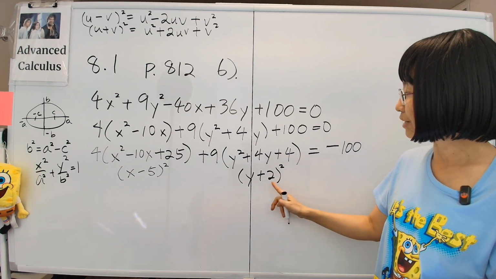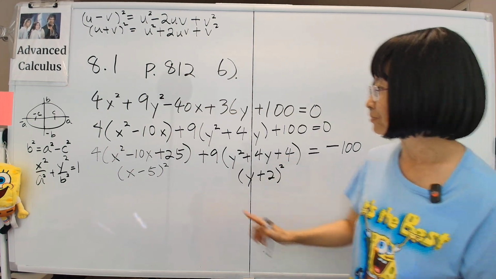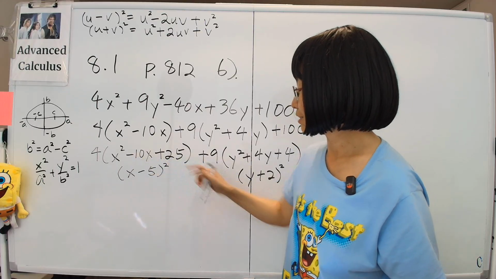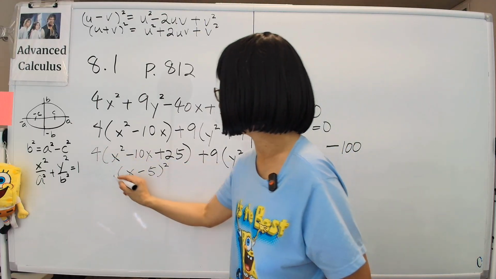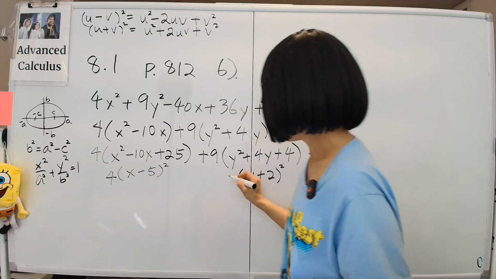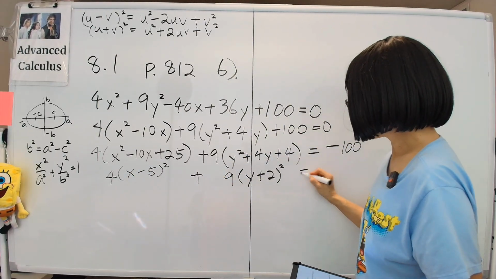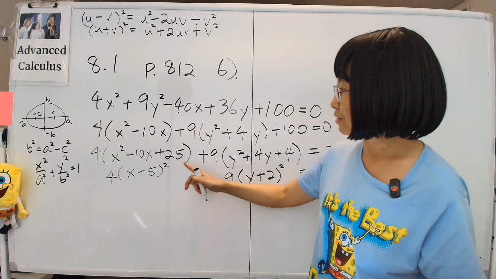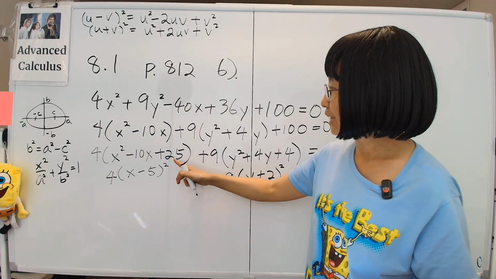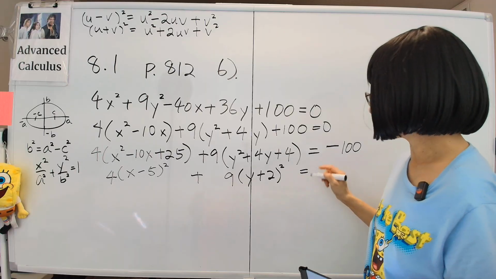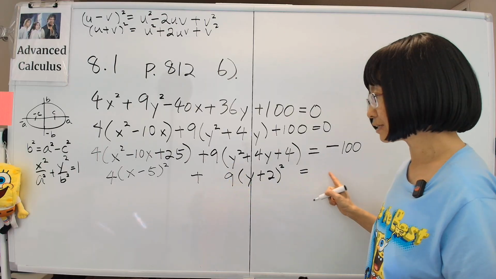We added 4 here, it turned it into y plus 2, and then we added the 25 here, and that turned this into a perfect square. And the 4 is still there, and the 9 is still here, and we're still doing the plus. Well, all that is very good, but the question is, did we just add 25 and then add 4 for no reason? And no, we are going to do the same thing on this side also.